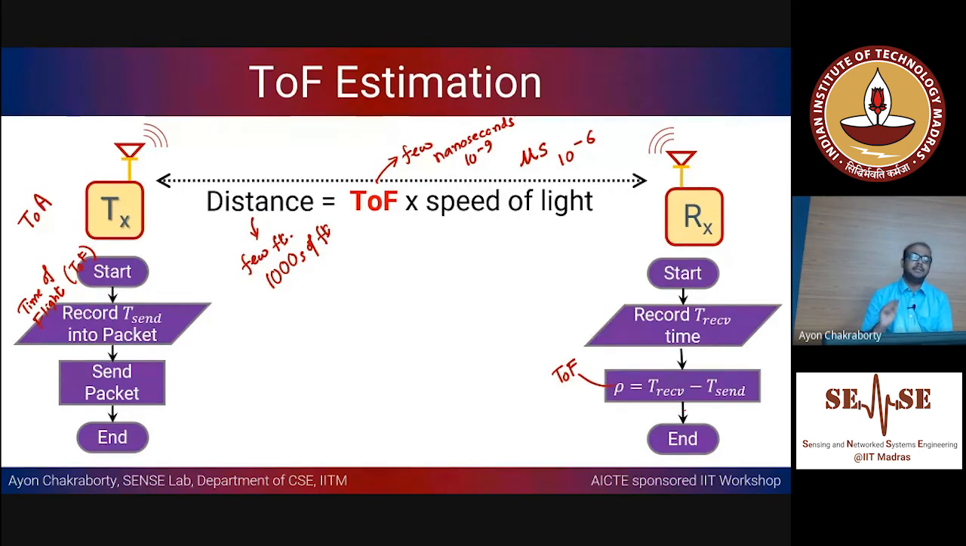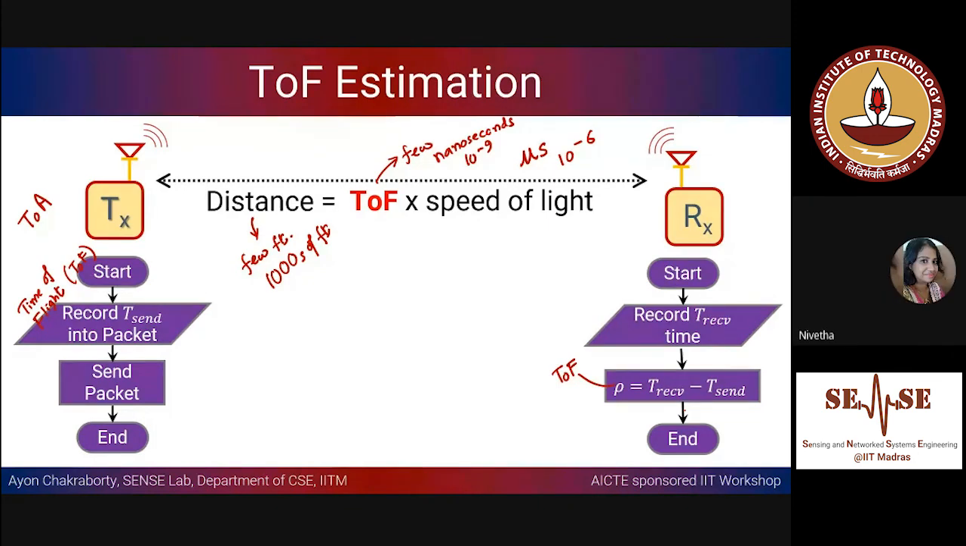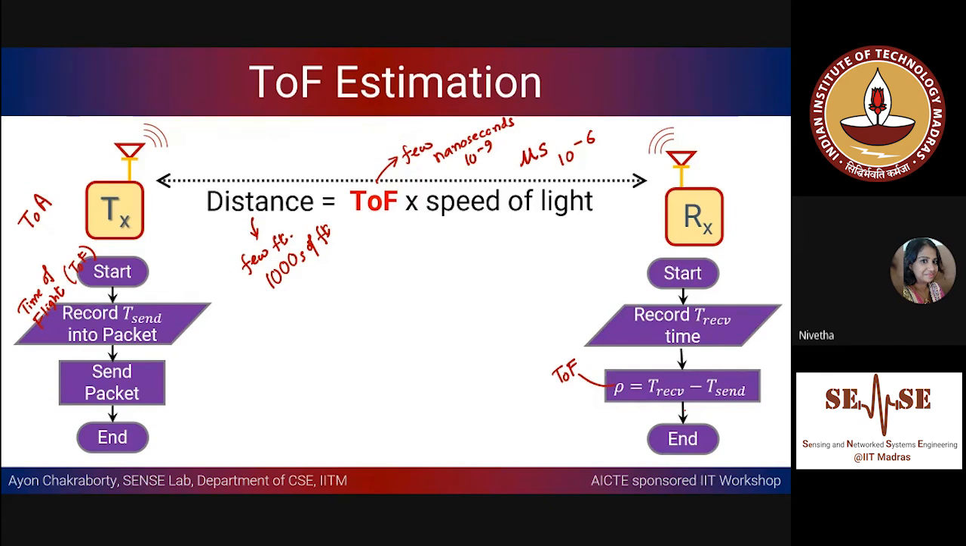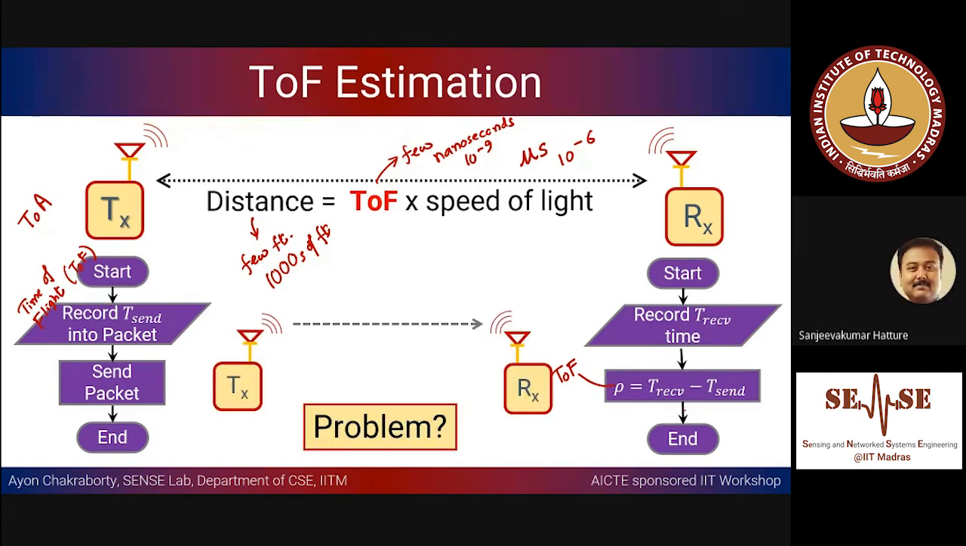In our GPS system, all the transmitters had an atomic clock. In this case, none of them has any synchronized clock. So the timestamps recorded at the transmitter and the receiver will be very different. And sometimes there is noise also. So noise is not considered.